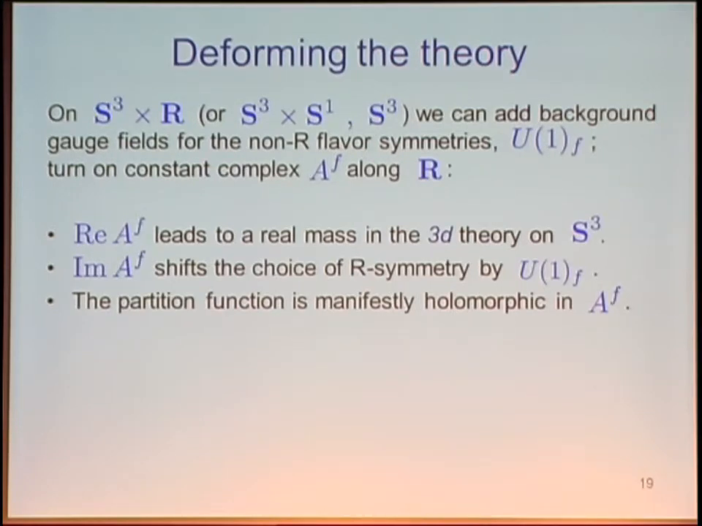And fortunately, we get some bonus. The partition function is manifestly holomorphic in this combination. So there are two knobs we can change. One is the real mass term in the Lagrangian, and the second is the choice of the R symmetry. And surprisingly, the dependence of the partition function combines these two into a nice holomorphic dependence on this complex number AF.